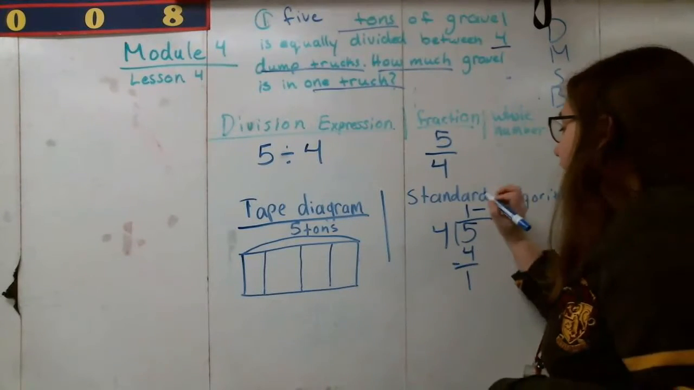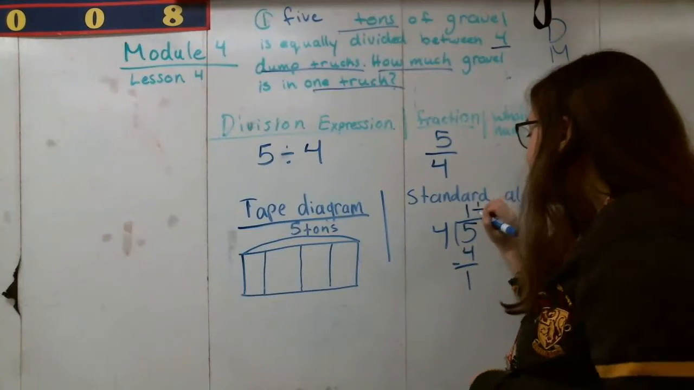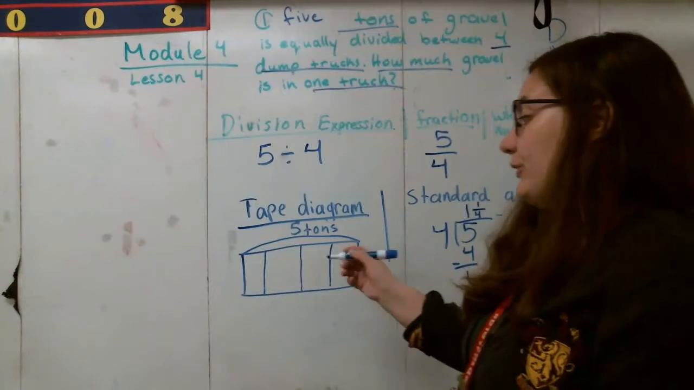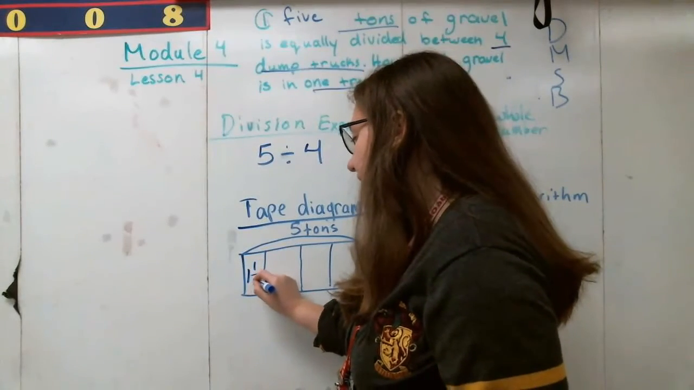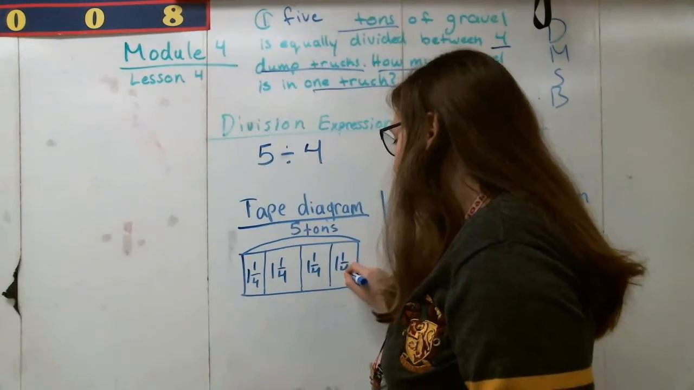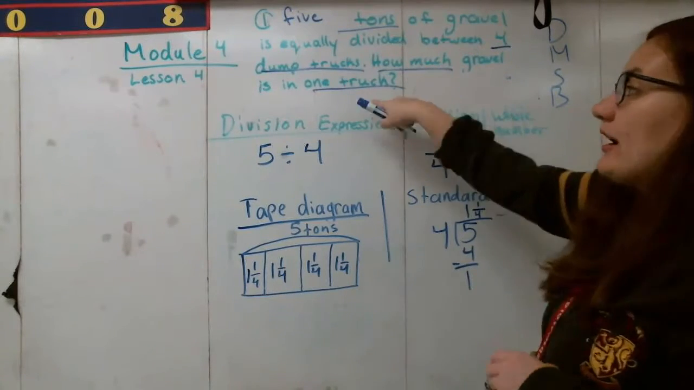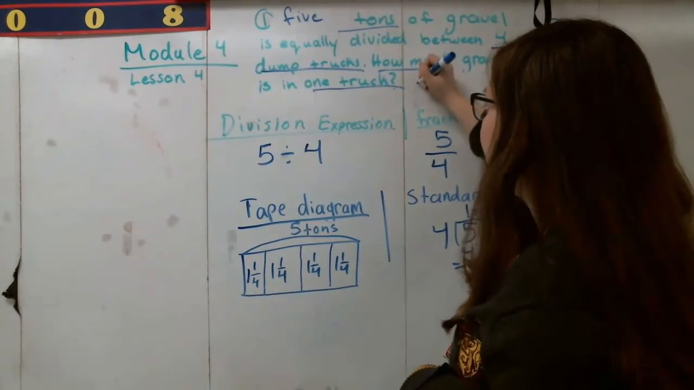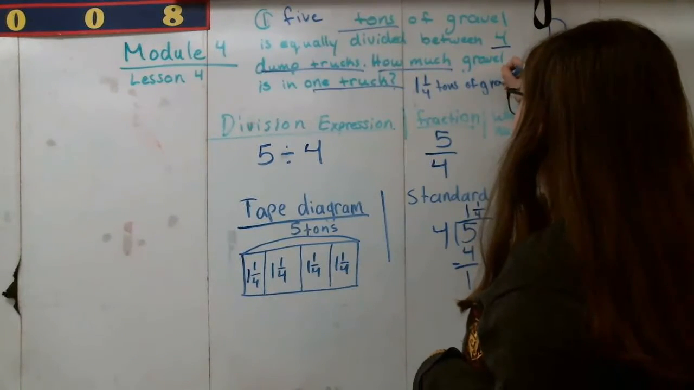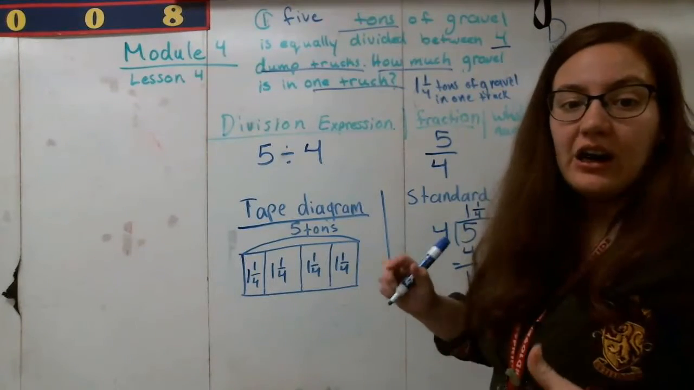My remainder is going to be my numerator, and then what I divided by, 4, is going to be my denominator. So 1 1/4 is going to be my final answer, and what this lets me know is that each of these little spaces right here is equal to 1 1/4. And when I go to answer my question and I ask you how much gravel is in one truck, you could say that there is 1 1/4 tons of gravel in one truck. And that would be our final answer.